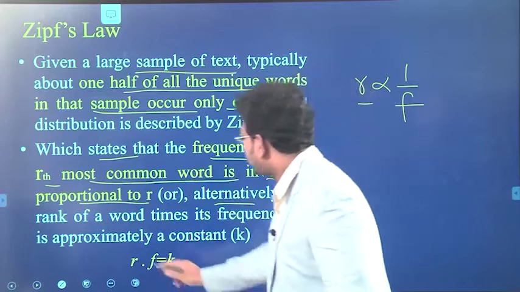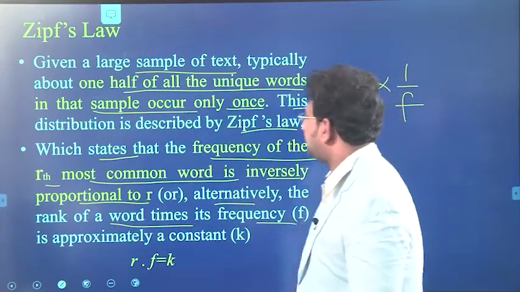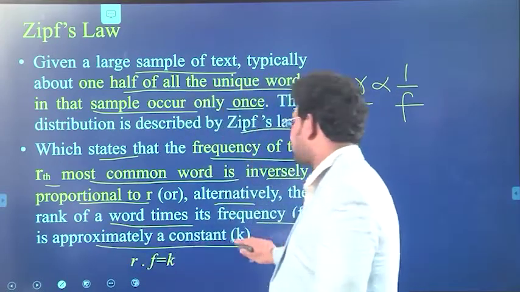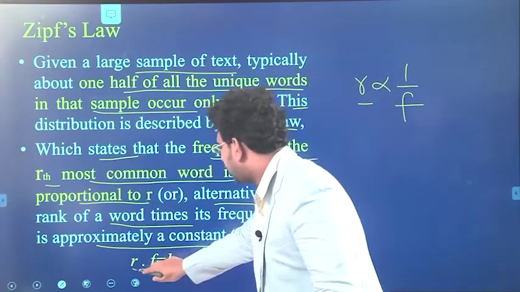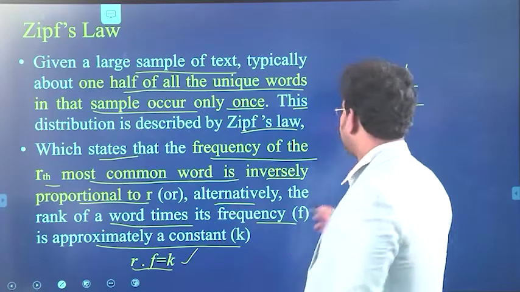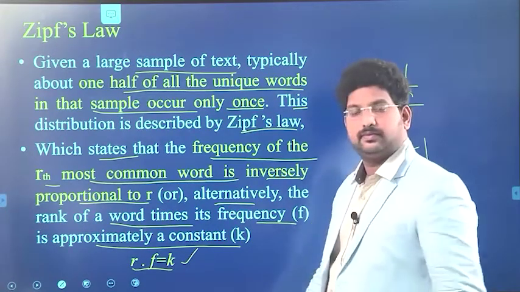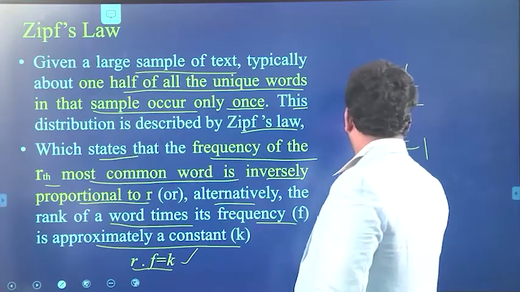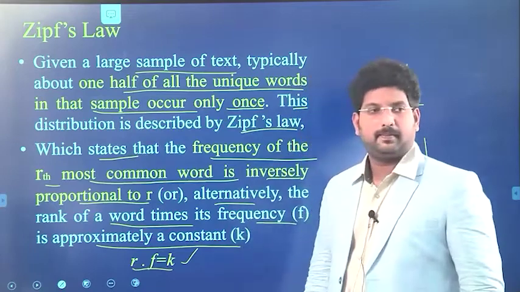Alternatively, the rank of the word times its frequency f is approximately a constant. So here r times f equals k. You are simply defining it as the constant k.